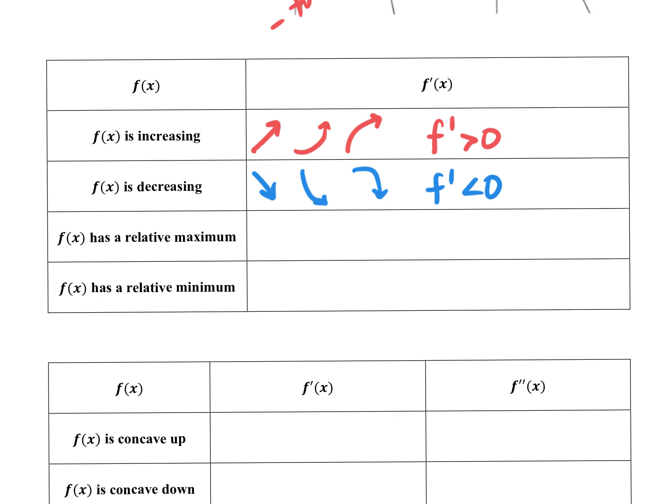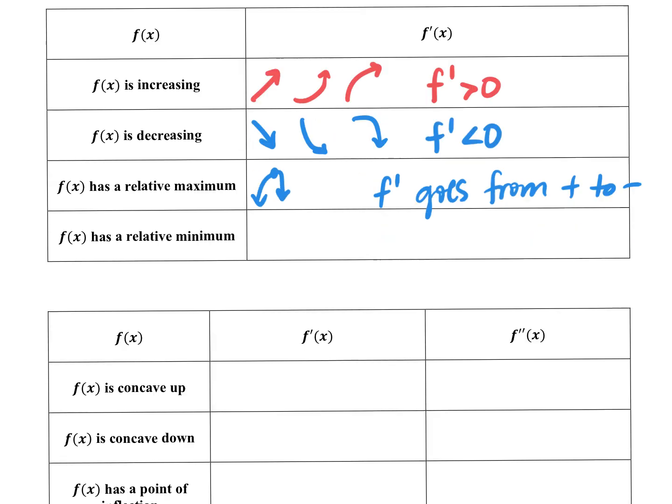For my function to have a max, what do I know about my f primes? F prime goes from, yeah, and I'm just writing these because this is exactly what you'd write on a free response. These words are perfect. If we've got a minimum in terms of f prime, what happens? F prime goes from negative to positive.